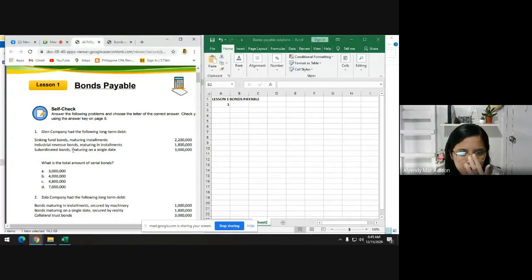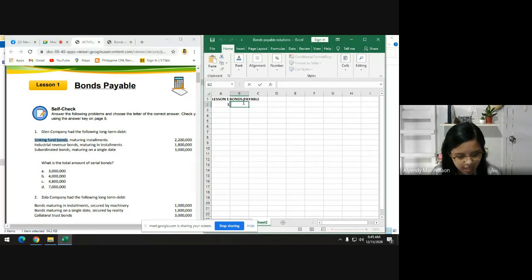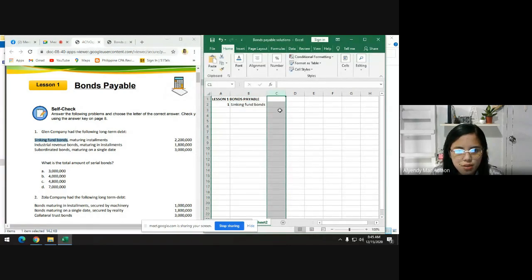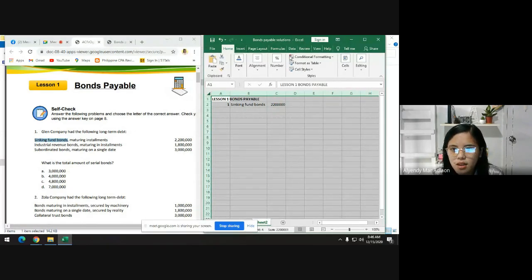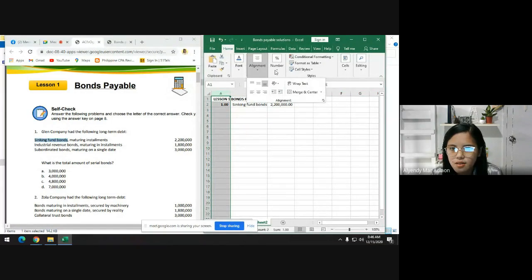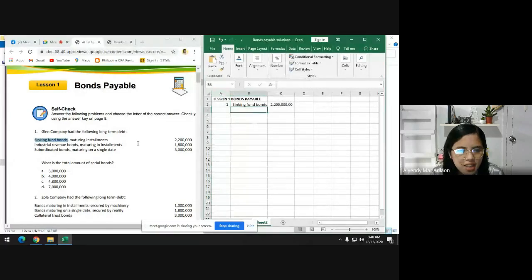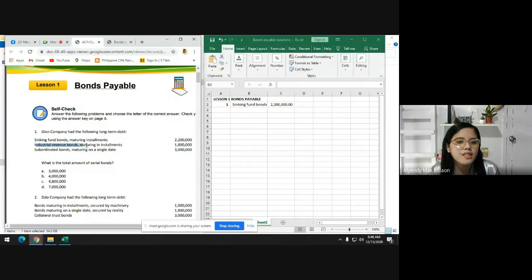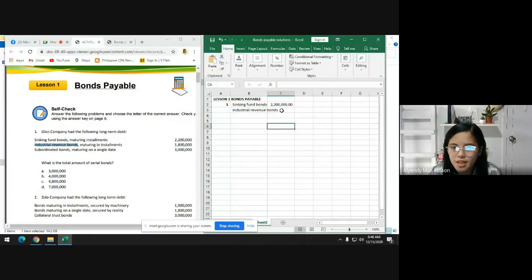Let's see which ones are in installment. First, sinking fund bonds maturing in installment. That is clearly a serial bond, and that amounts to 2,200,000. Next, industrial revenue bonds maturing in installments. Yes, it is a serial bond, and that is 1,800,000.